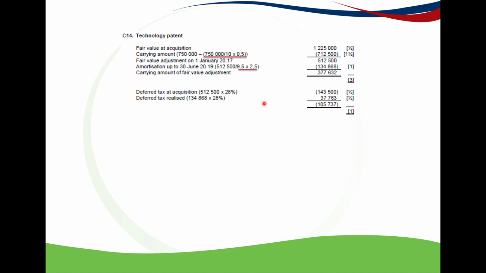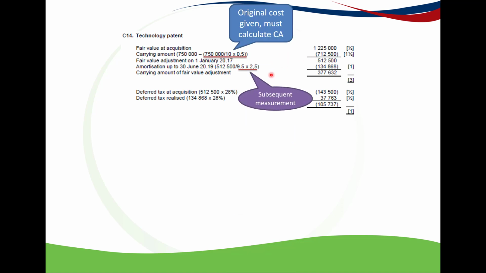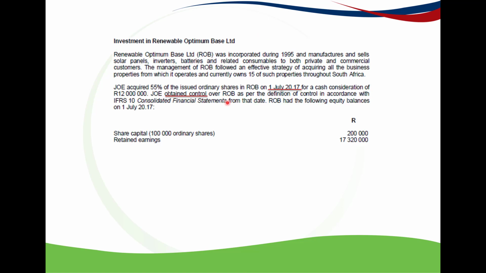Here's just a short summary of the calculation of the technology patent, whereby it was a fair value that was given. There was the calculation of the carrying amount at acquisition, because remember the patent was acquired 6 months before acquisition. Then there was a fair value adjustment at acquisition, which is our subsequent measurement. There was 9.5 years remaining since acquisition up to reporting period, and then of course our tax rates.